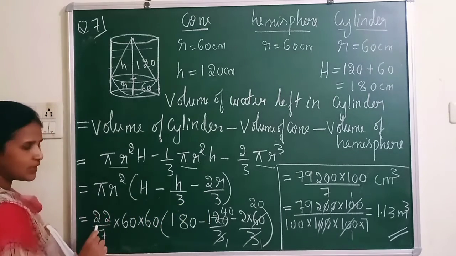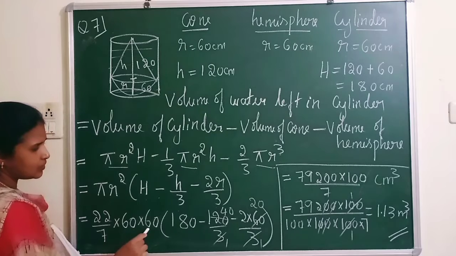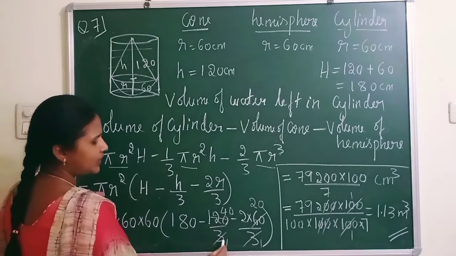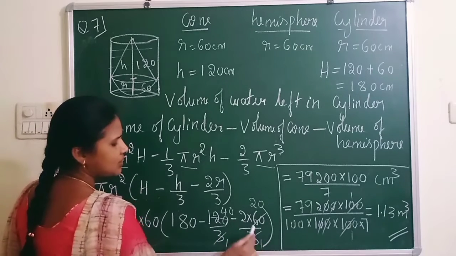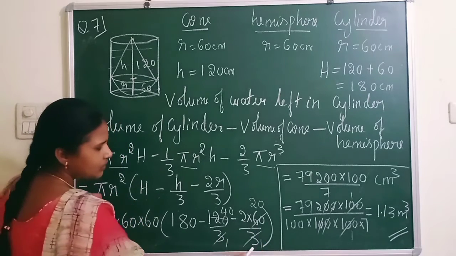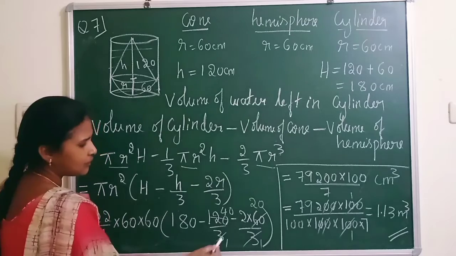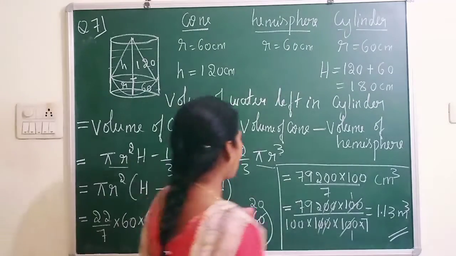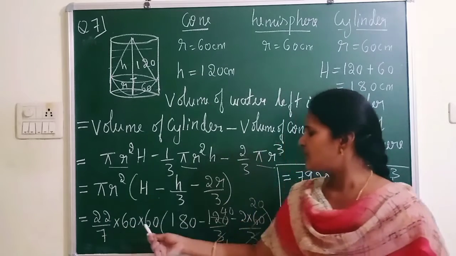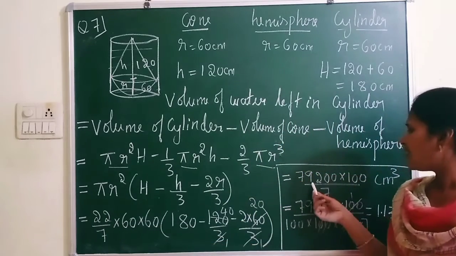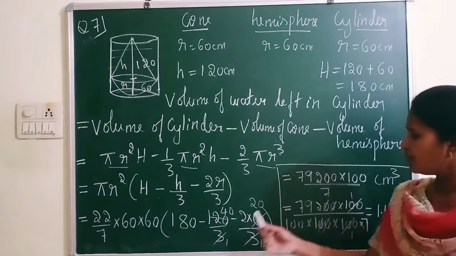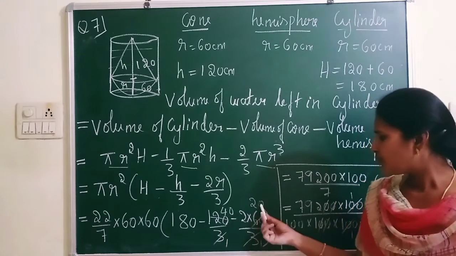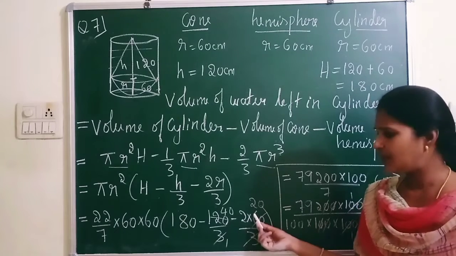So pi is 22 by 7, r is 60 into 60, bracket h is 180 minus 120 by 3 minus 2 into 60 by 3. So simplify: 3 into 20, the 20 side will go, 3 40s are, and this all remains as it is. So when you multiply 22 into 60 into 60, we get 79200 into, just you can look here, 180 here minus 40, 40, 40, 80.